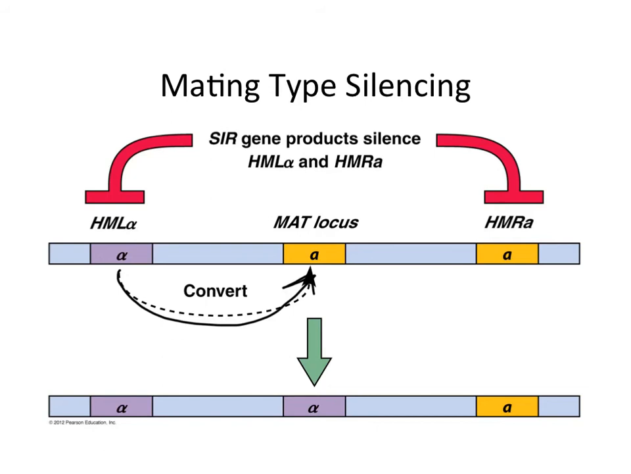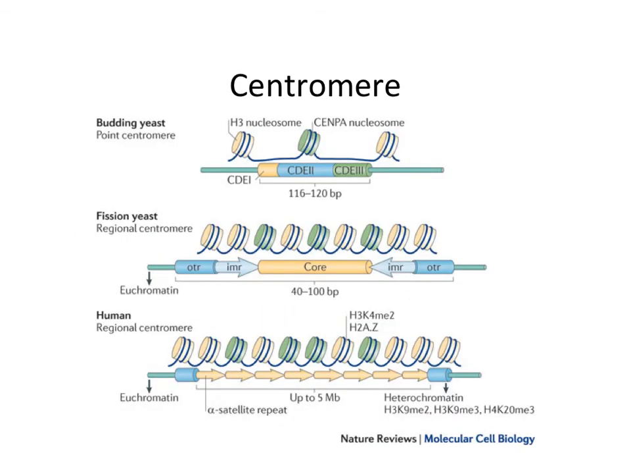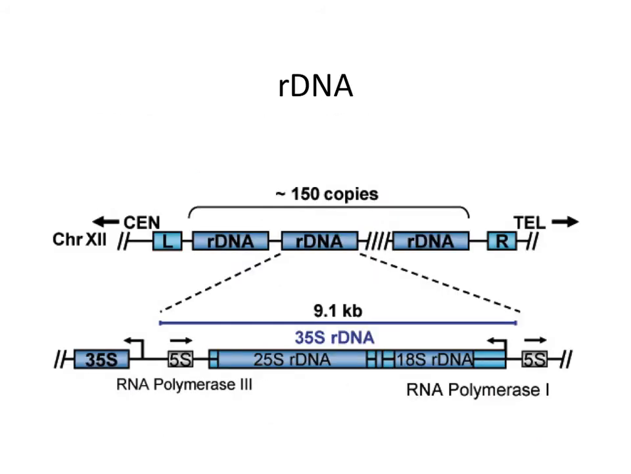So that's what the authors are talking about when they talk about the HML and the HMR loci. Telomeres also heterochromatize. Look who's there again. SIR proteins doing their job, presumably doing their job, we'll see, in making the ends of the chromosomes highly compressed, highly compacted. And also in the centromere. Centromeres are highly compacted, heterochromatic.